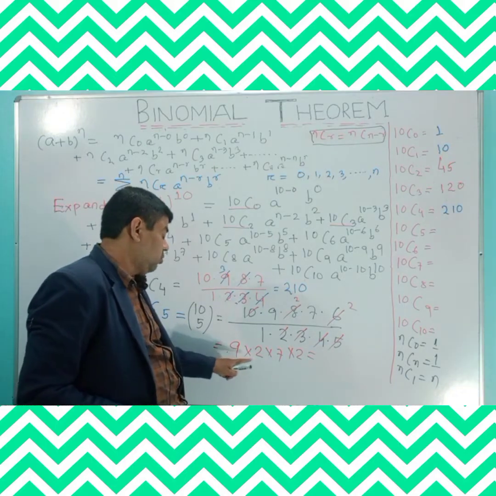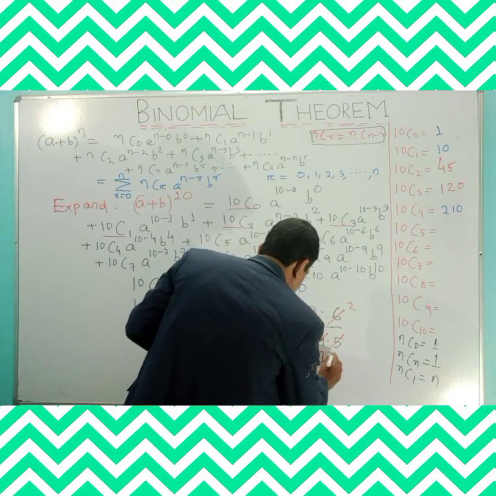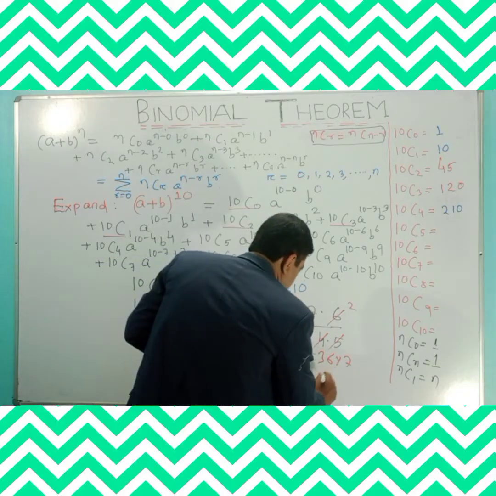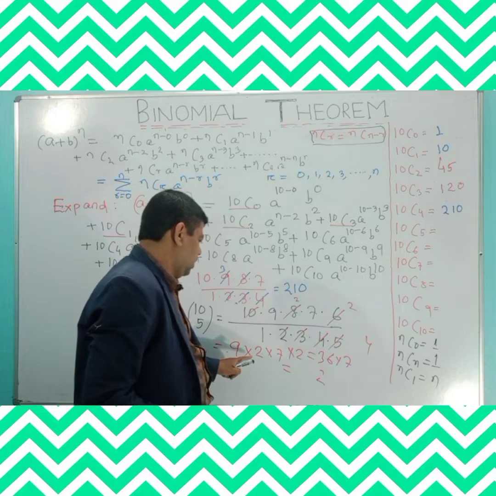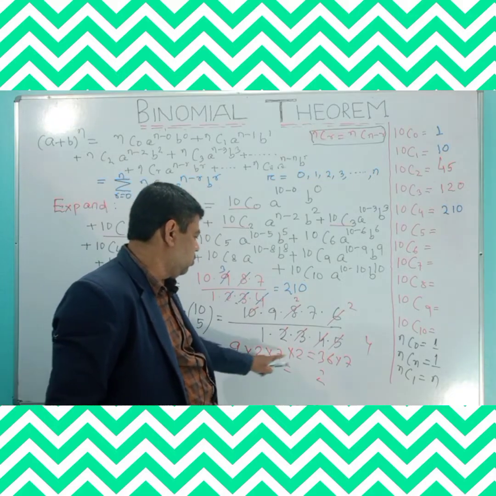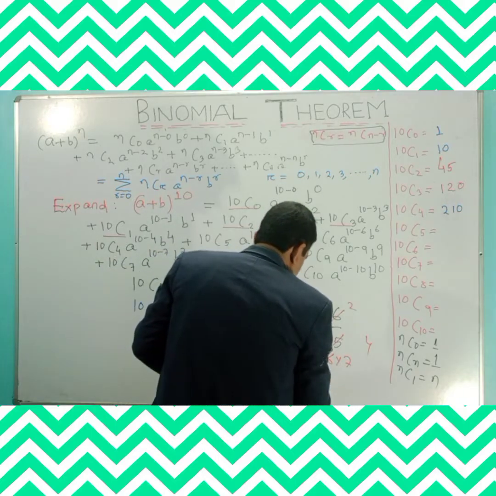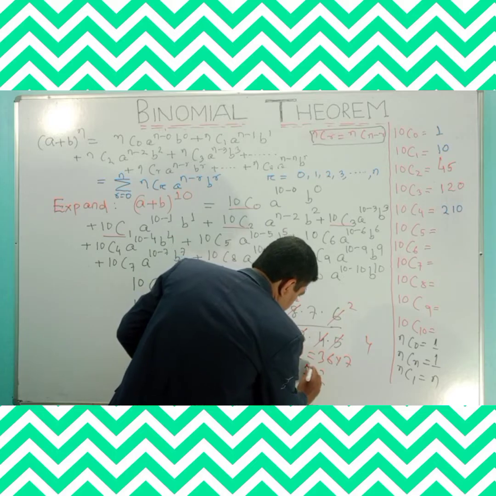9 times 2 is 18, 18 times 2 is 36. 36 into 7, what is 36 into 7? 6 times 7 is 42, 2 carry 4. Look at here: 9 into 2 into 2, 9 times 4 is 36, into 7. 6 times 7 is 42, carry 4. 7 times 3 is 21 plus 4 is 25, means 252.